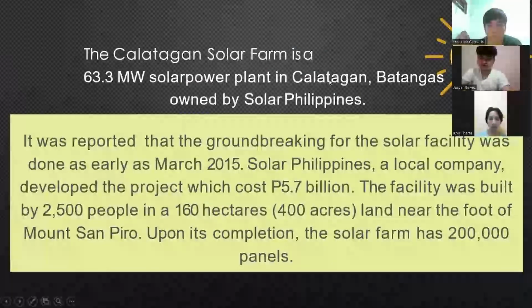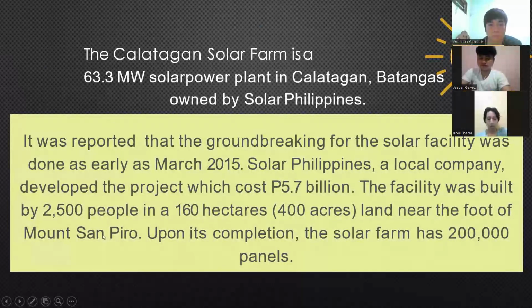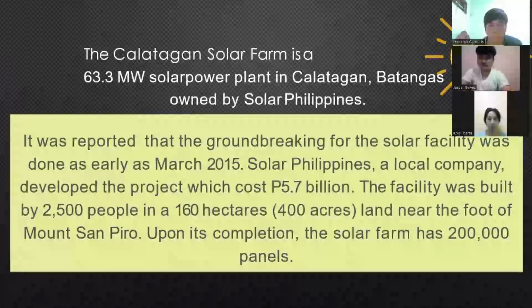The Calatagan Solar Farm is a 63.3 megawatt solar power plant in Calatagan, Batangas, owned by Solar Philippines. It was reported that the groundbreaking for the solar facility was done as early as March 2015. Solar Philippines, a local company, developed the project, which cost 5.7 billion. The facility was built by 2,500 people on 160 hectares of land near the foot of Mount San Pedro. Upon its completion, the solar farm has 200,000 panels.